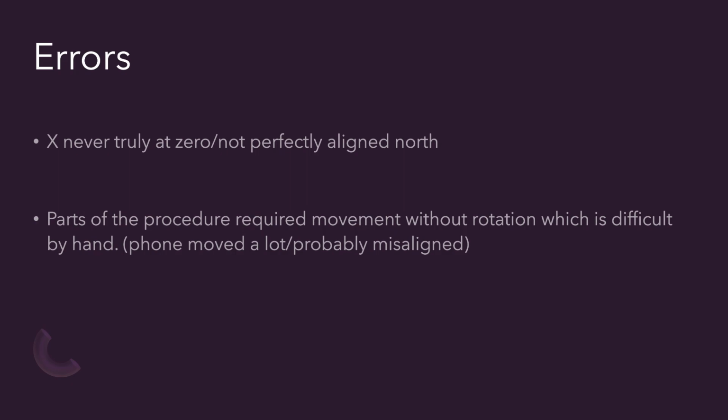Possible errors: the x value was never truly 0 when we were supposed to rotate our phone. We were supposed to make sure x was 0, and you could get pretty close, but you could never get exactly on 0, so it wasn't perfectly aligned north, so there's still some value of Earth's magnetic field that wasn't compensated for. And the parts of the procedure that required you to move your phone without rotation were very difficult by hand, and it probably ended up off by a few degrees, which adds to that first error.